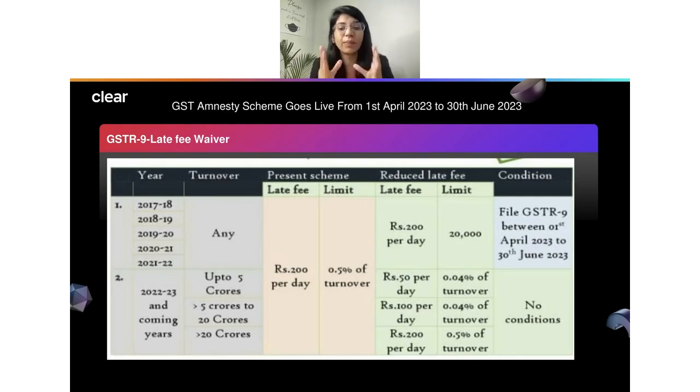But this amnesty scheme, remember, is only from April 2023 to 30th June. So if you file all these pending returns within this time period, then this amnesty scheme will be applicable, and you can always go ahead and file your pending returns if it was applicable to all of you, right? So this is what they have done.